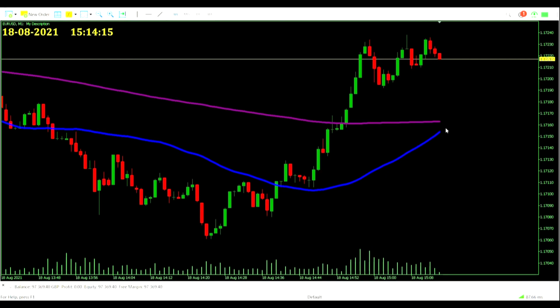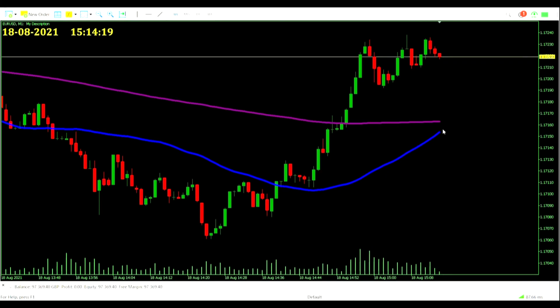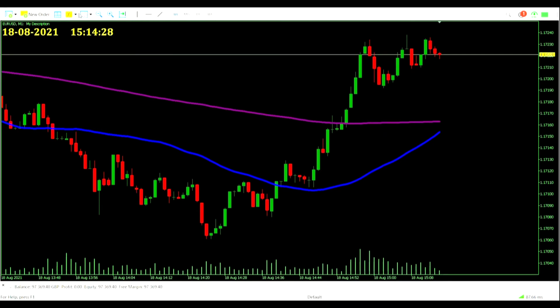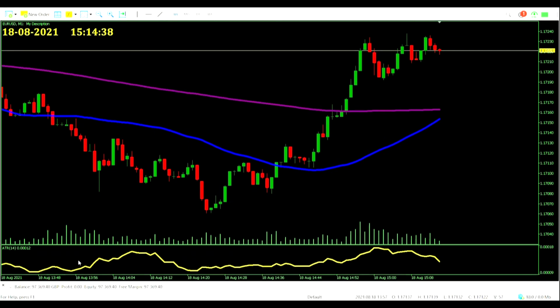We've still got the lines getting very close together, so this cross could come in the next 5 minutes or so if price doesn't take a serious U-turn downwards. Let's pull up the ATR to get ourselves ready for that. There's our ATR, currently showing 1.2 pips.